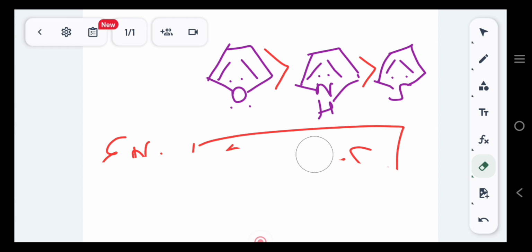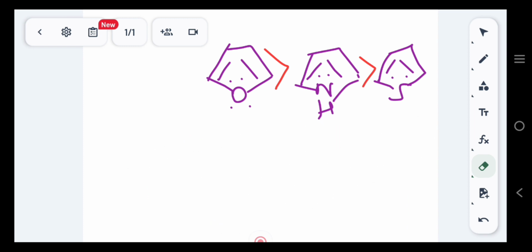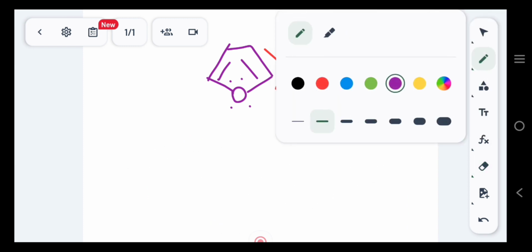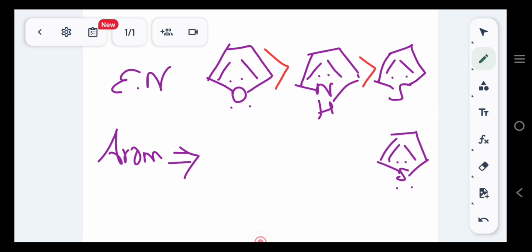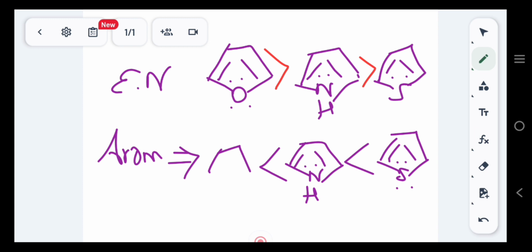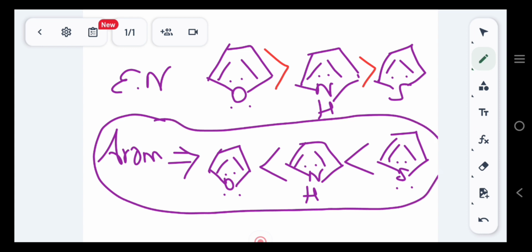If electronegativity is inversely proportional to aromaticity, then the aromaticity order will be: thiophene is the most aromatic one, then comes pyrrole, and then comes furan. It is very simple, but this is a very important concept, and this question has been frequently asked in all the examinations.